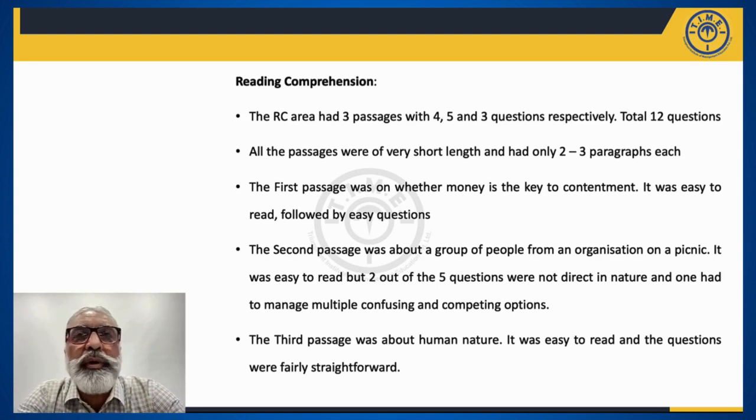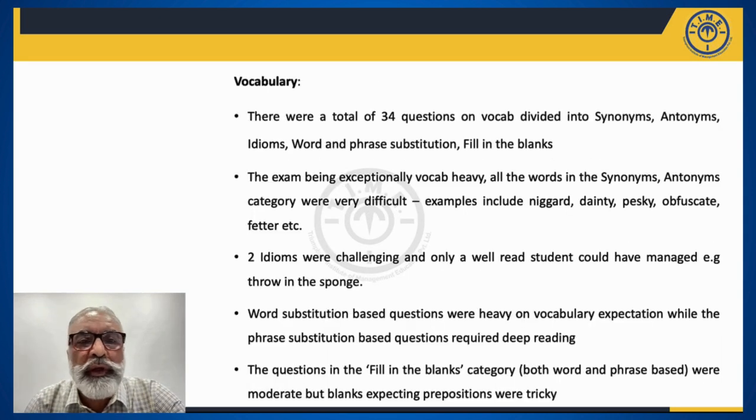This is all about reading comprehension, 3 passages, 12 questions in total. The second area is vocabulary. A total of 34 questions, a very, very dominant area. Out of a total of 50 questions, 34 were on vocabulary, so obviously this was a dominant area in this slot. It was subdivided, as I've already said in the overview, into synonyms, antonyms, idioms, word and phrase substitution, and fill in the blank. That means there were 5 sub-areas in the larger agenda called vocabulary.